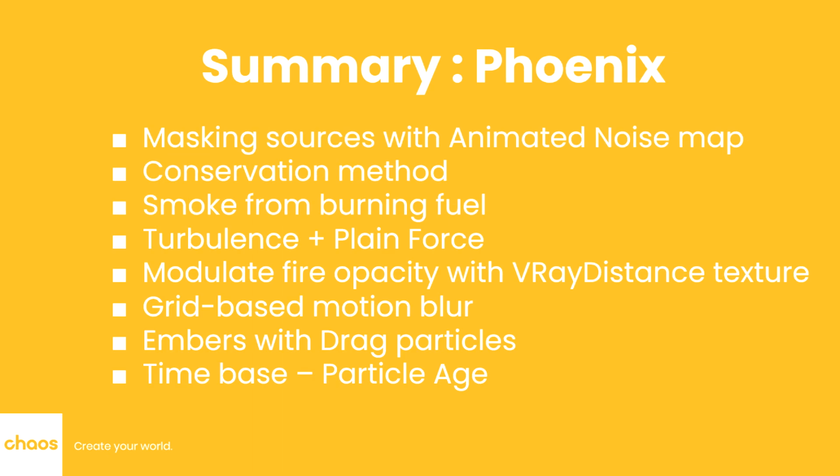To achieve a realistic fire, try masking the source with an animated map. Pay attention to the conservation method you choose. Avoid overlapping fire and smoke by generating smoke from burning fuel. Add forces to make the results look more natural and realistic. Modulate the fire opacity with V-Ray distance. Use grid-based motion blur for fast-moving fires, such as flamethrowers. To add flying embers, enable drag particle emission in the Phoenix source and render them with a particle shader. Lastly, the time-based particle age option is very handy for procedural pyro effects.